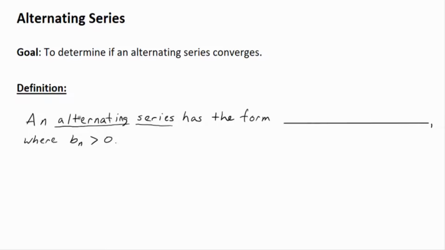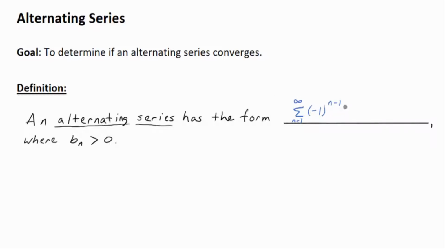An alternating series has the form: the sum from, say, n equals 1 to infinity. We'll make it alternate by taking (-1) to the n minus 1 power, but it could be (-1) to the n power or (-1) to the n plus 1 power, as long as the sign alternates every term, from negative to positive or vice versa.